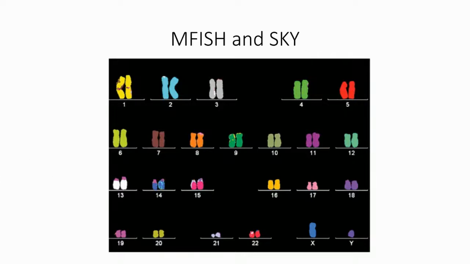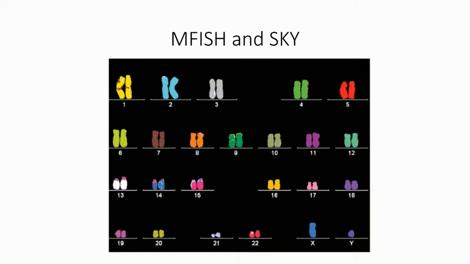For the MFISH, basically, MFISH combines binary ratio labeling and color-changing karyotype. This method offers the capacity to simultaneously hybridize 24 or more probes. It is based on the simultaneous hybridization of 24 chromosome-specific painting probes, labeled with different combinations of 5 fluorochromes, okay?